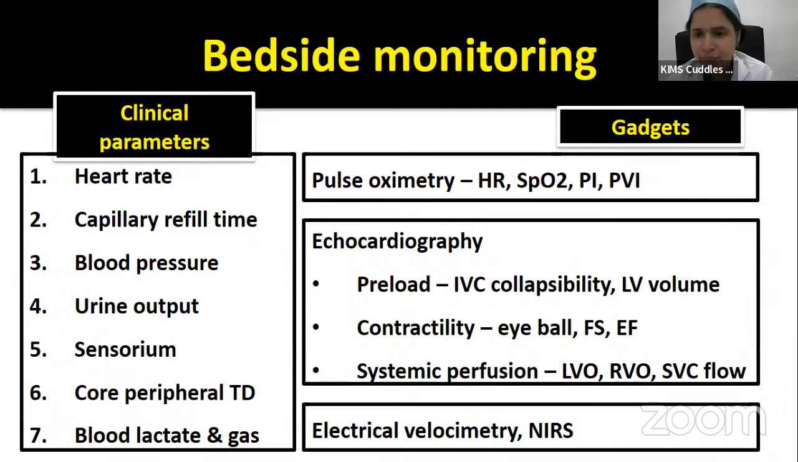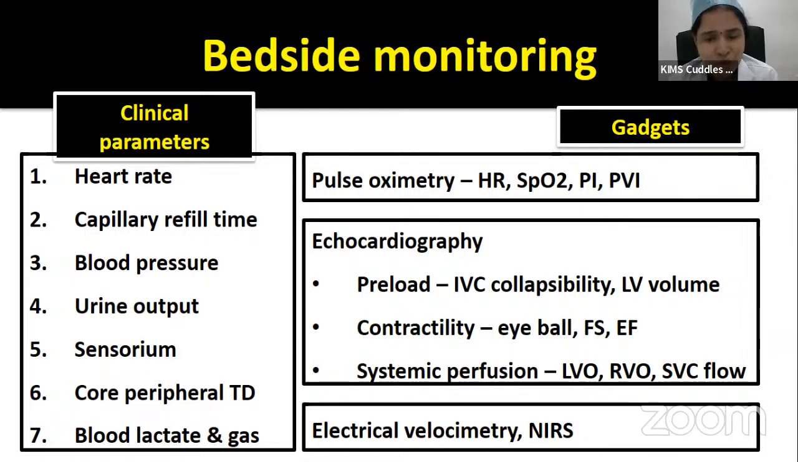So in addition to these clinical parameters, we make use of some gadgets to assess shock. Now in the pulse oximeter, apart from the heart rate and saturation, one can look at the perfusion index and the pleth variability index. There are a lot of studies to indicate the utility of perfusion index as an early marker for shock.